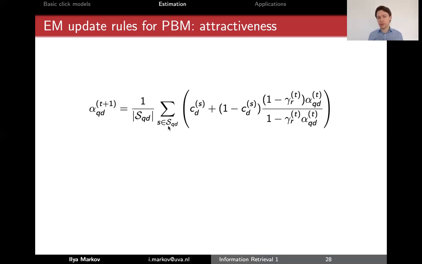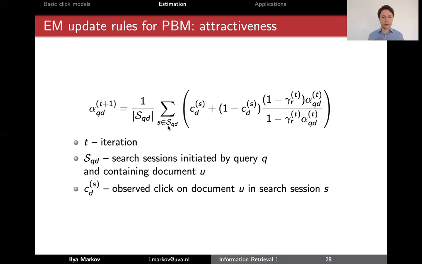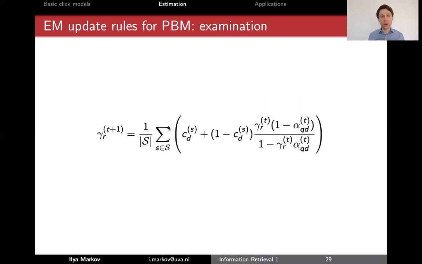I'm discussing this just to give you an idea of what's going on when you do this kind of thing. And this is the notation that I mentioned just for you. And this is the same for examination. We will not really go into detail, but you see that the formula is very similar. Again, if we observe a click, we add to examination. And if we don't observe a click, we add this fraction. So that's how estimation of parameters of click models is done.